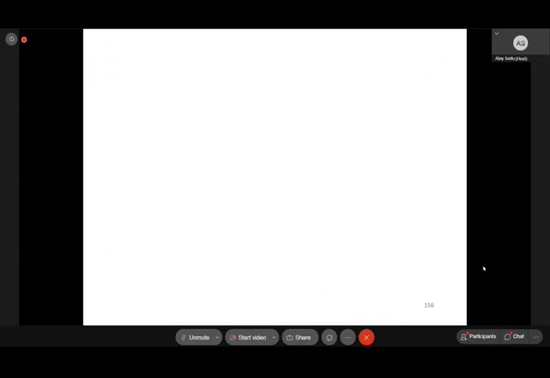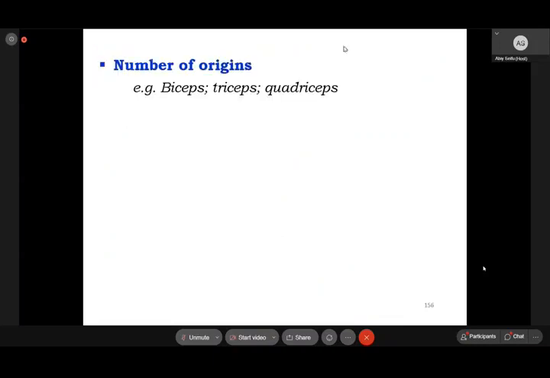Then the other may tell us the number of origins. You know, bi means 2, tri means 3, quadri means 4. But ceps means head or origin. Therefore, biceps brachii, for instance, is a muscle that has 2 origins.